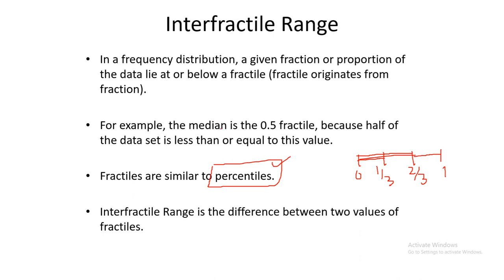Okay, so what is the interfractile range then? Interfractile range is the difference between two values of the fractile. Let's say if you are considering 1 by 3 and 2 by 3 fractiles, then this difference between 1 by 3 and 2 by 3 gives you the interfractile range. But here we are using 1/3 and 2/3 fractiles. So when you calculate interfractile range, you have to tell which fractile you are using. Okay.